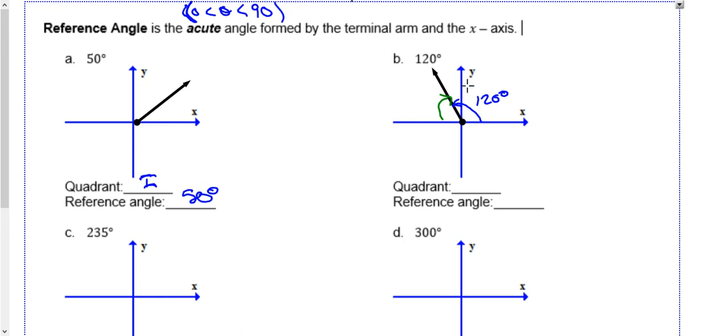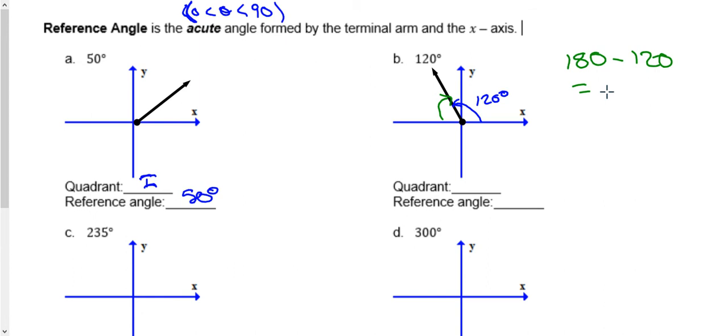Well, how do I find that angle? My x-axis here was 180 degrees. I want to get back to 120, so I'm going to subtract off 120. That leaves me with 60 degrees. So 60 degrees is going to be my reference angle between my x-axis and that terminal arm. Here we're in quadrant 2, so that's 2 in Roman numerals, II, and our reference angle is 60 degrees. There we go.